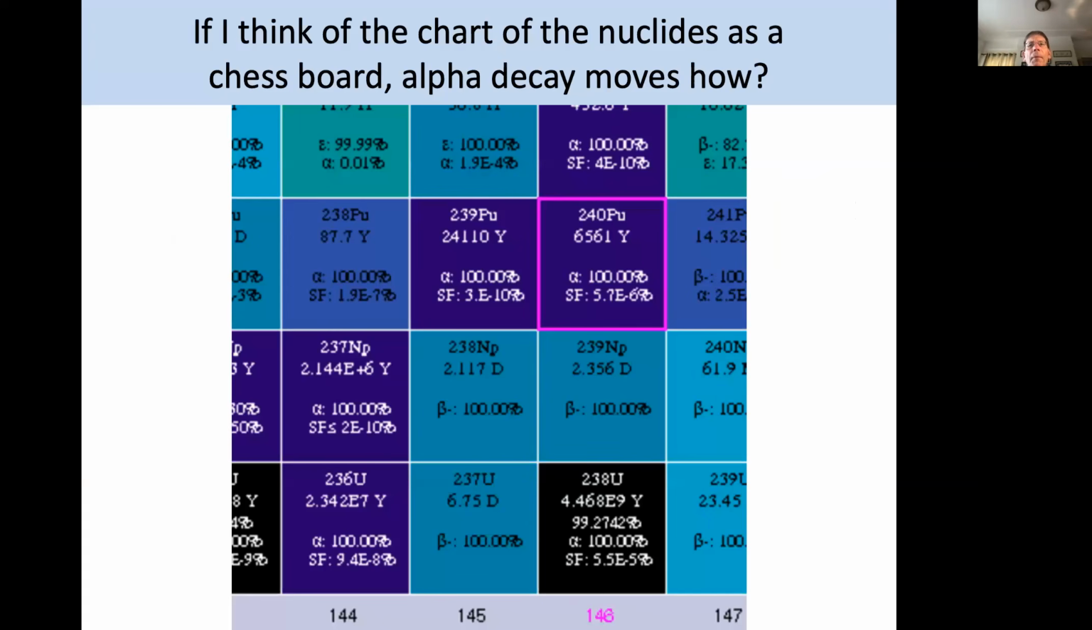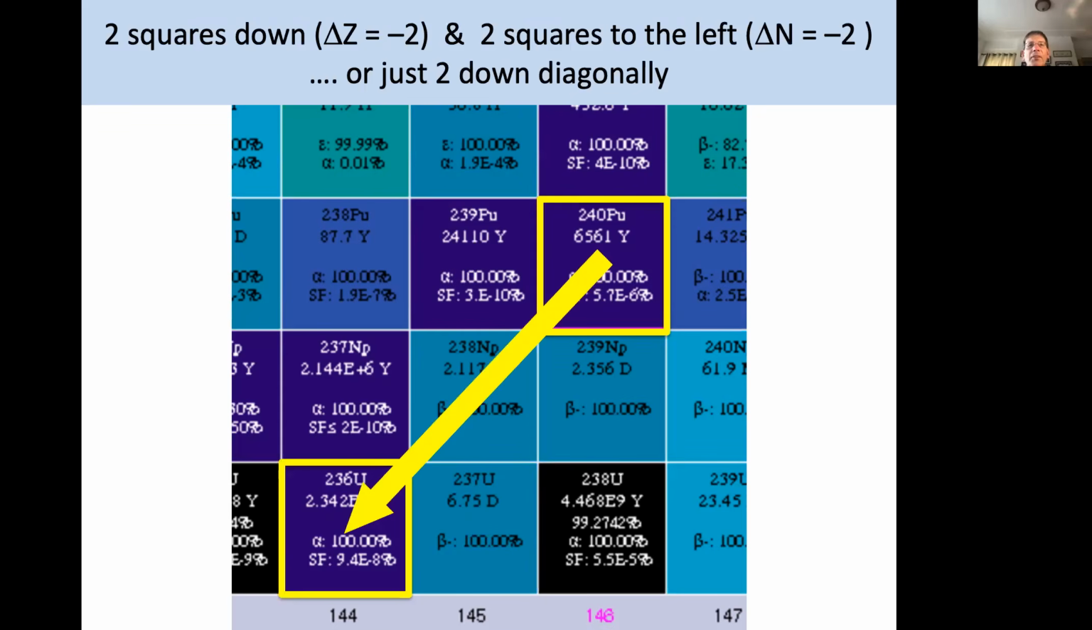Now, think of the chart of the nuclides as a chessboard. What happens with alpha decay? How does the piece move on the chessboard in alpha decay? A bishop or diagonal? Yeah. Which direction? Down to the left. Yep, exactly. That's it. So here's plutonium-240 goes to uranium-236.